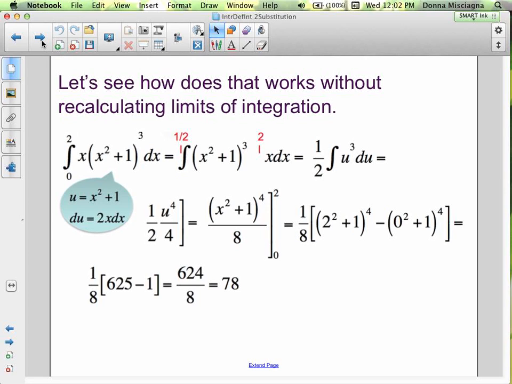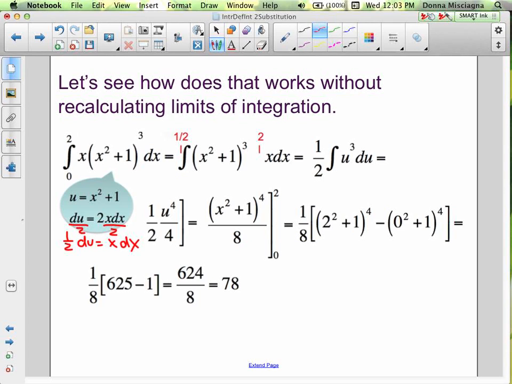Here u is x squared plus 1, and then we have its derivative. If we take the derivative of x squared plus 1 with respect to x, we're going to have du equals 2x dx. I don't see, however, a 2 there. But we can just divide both sides by 2 and make that 1/2 du equals x dx.